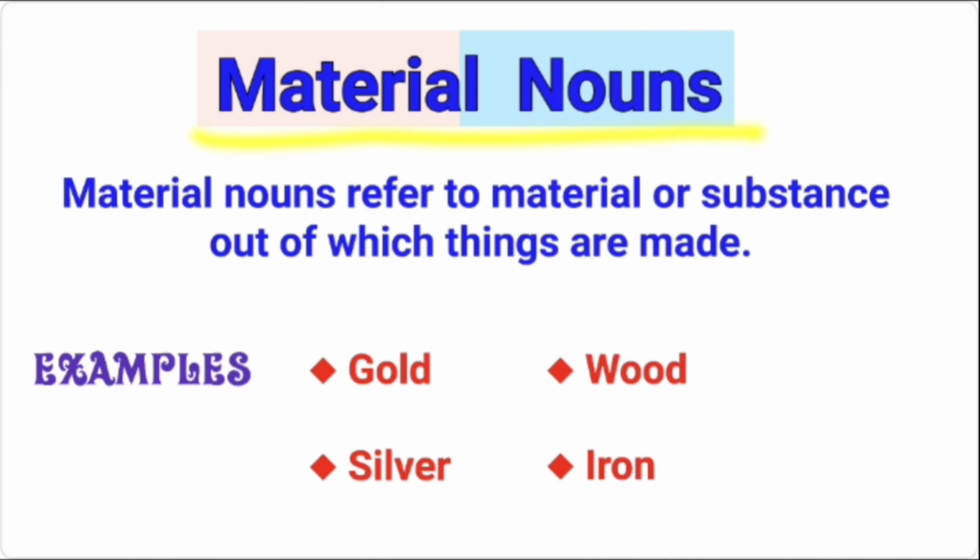Material nouns. What is a material noun? Have a look at the definition. Material nouns refer to material or substance out of which things are made. As it is clear by the name of the definition, material noun. So, gold, wood, silver, iron, and so many. These all are materials. So, the material substance is called material nouns.